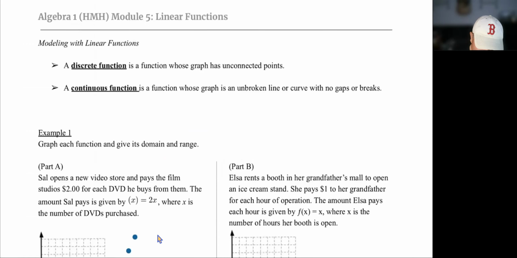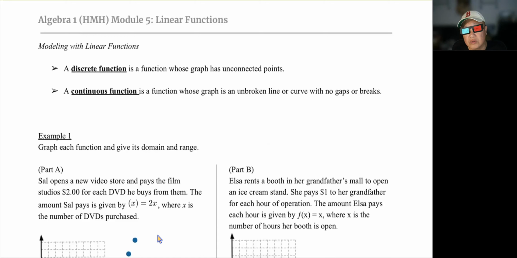So, modeling with linear functions, and we'll need to know that a discrete function is a function whose graph has unconnected points. It's a continuation from the previous material. Basically, the graph is made of many points, or some people call this a scatter plot. And the second idea is that a continuous function is a function whose graph is an unbroken line or curve with no gaps or breaks.